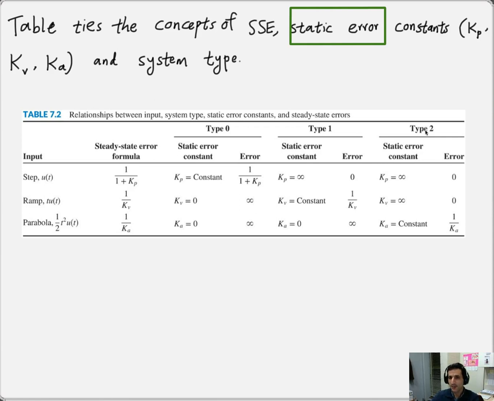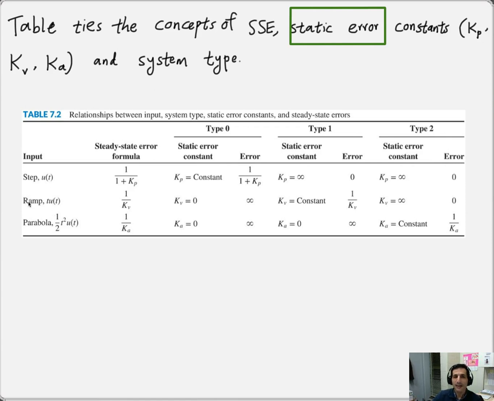And if the system is type 2, the static error constant Kp is again going to tend to infinity, and the error is going to be 0. For any higher type, it's still going to be the same. Kp goes to infinity, and the error is going to be 0.